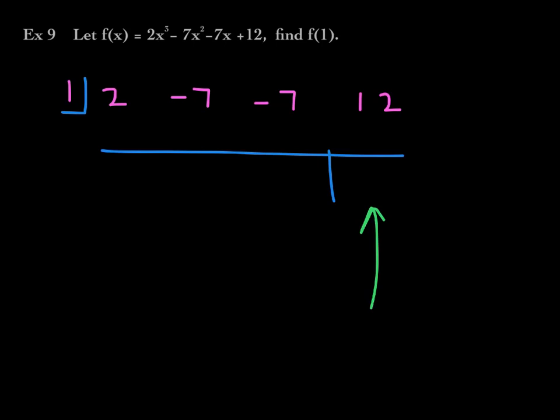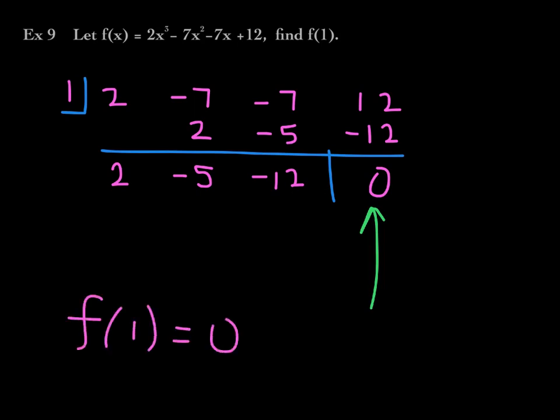Okay. So here we go, folks. So bring down the 2. 1 times 2 is 2. Negative 7 plus 2 is negative 5. 1 times negative 5 is negative 5. Negative 7 plus negative 5 is negative 12. 1 times negative 12 is negative 12. And there it is. That's the answer. F of 1 is 0.